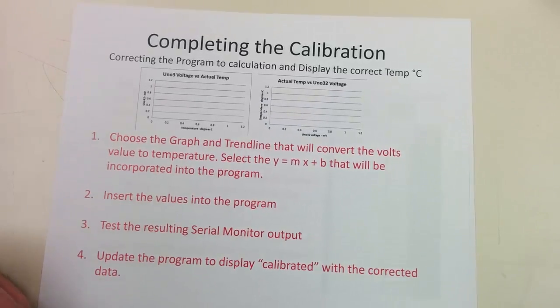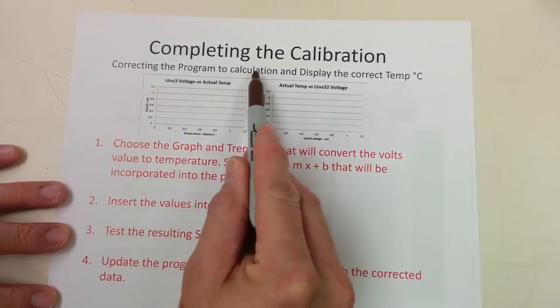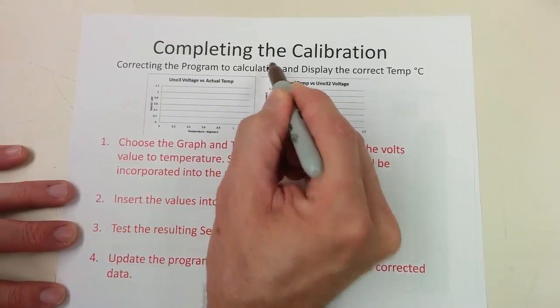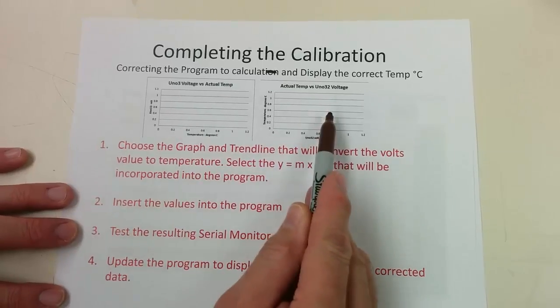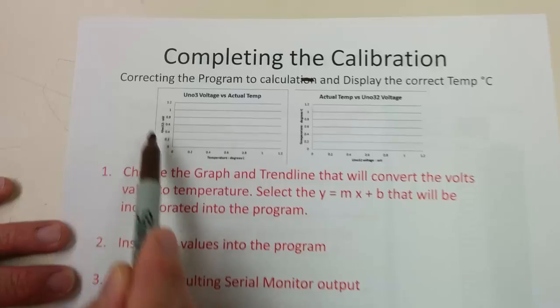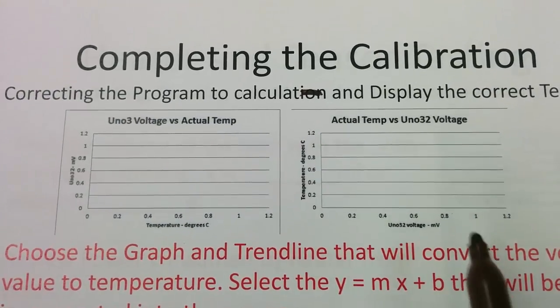All right, so what's left to do for you? So we have to correct the program to calculate and display the correct temperature. Calculate, look at that, nice error there. Calculate and display the correct temperature. So that means you have to create two graphs. All right, one's going to be the UNO 32 voltage on the vertical and the temperature on the horizontal, and the other one's going to be the opposite of that.